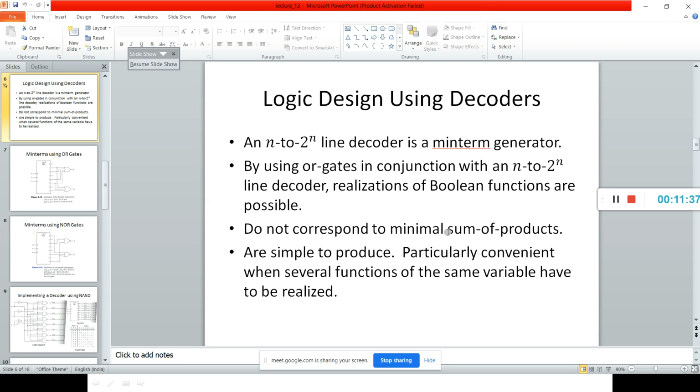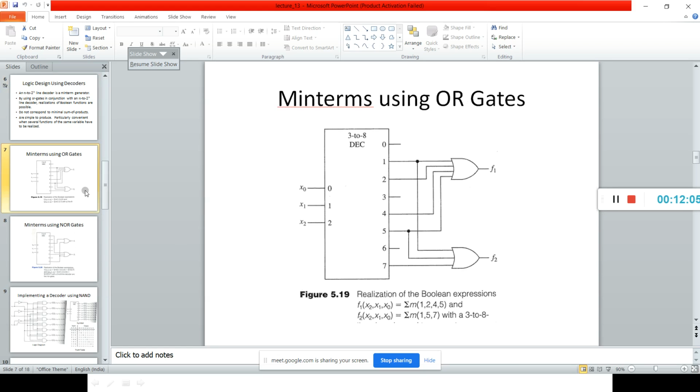Decoders are nothing but a min-term generator. They do not generate minimal sum of products. They only generate min-terms, and they are simple to produce, particularly convenient when several functions of the same variables have to be realized. So an n to 2 raised to n line decoder is a min-term generator. It does not generate minimal SOP.